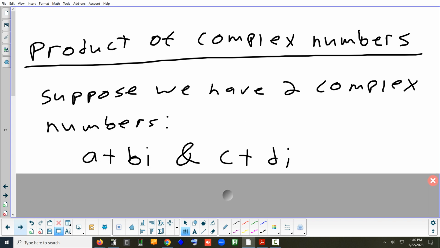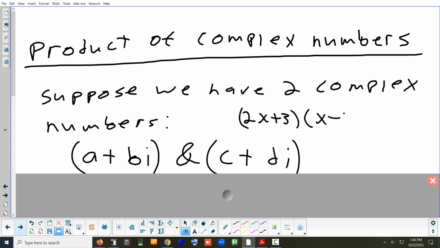So here's two complex numbers. A, B, C, and D are all going to be values that are given to you in the problem. We're going to have to multiply them together. We're going to have two sets of parentheses multiplied together. If you didn't have complex numbers, if you had something like this from Algebra 1, does anybody remember how you multiply those two things together? How do you do it?